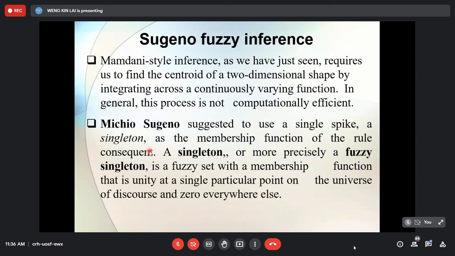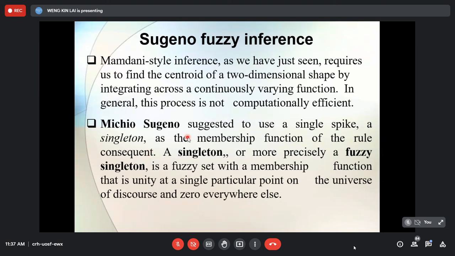Two things here I want to draw your attention to. It's a single spike. Now, what's a single spike or a singleton? It's basically just a line. It'll become clearer in the next few slides, where we'll show you what a single spike or a singleton is. But more importantly, with Sugeno's method, you change the membership function to a single spike only for the rule consequent. You only apply it at the rule consequent. You do not apply it at the antecedent.